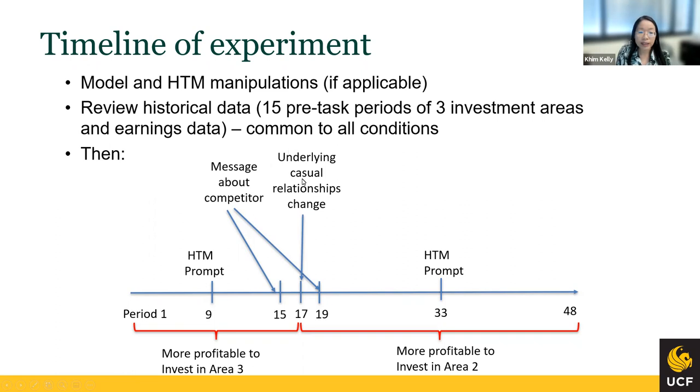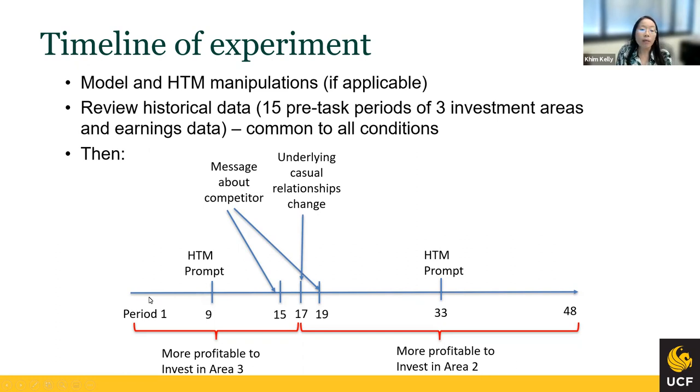And period 17 onwards is when there is an exogenous shock to the environment. Before period 17, so period 1 to 16, area 3 is great. After period 17 all the way to the end of the experiment, area 2 now is the best.